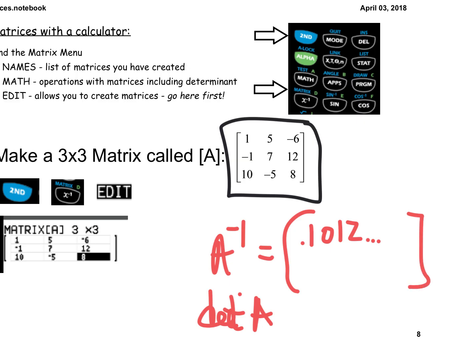Then do the determinant of A. It's under the math key. Brandon, what'd you get for the determinant of A? 1146. 1146. Anybody got that too? All right, awesome.